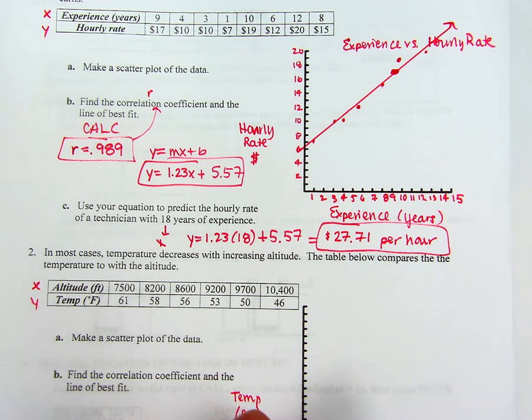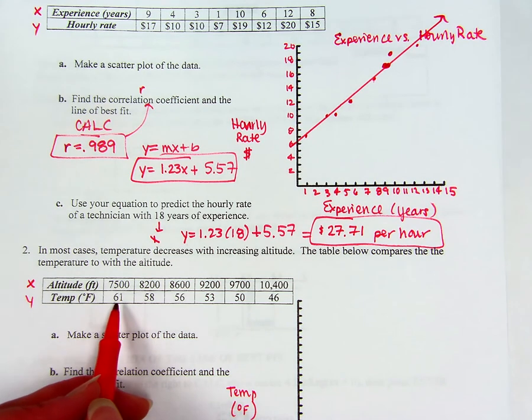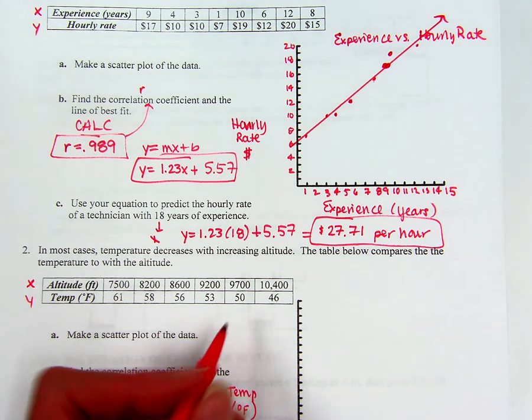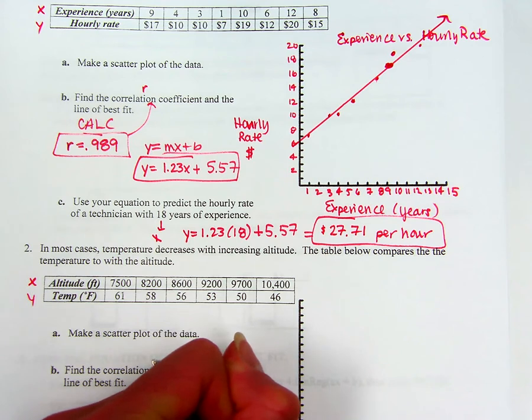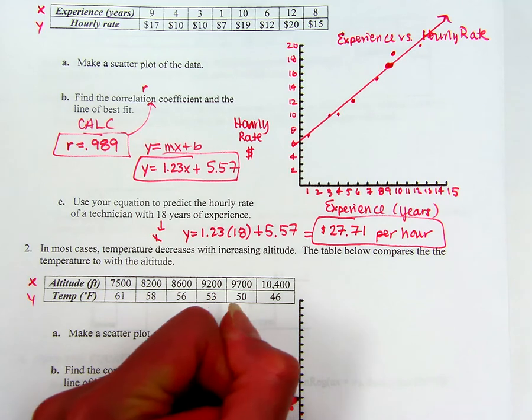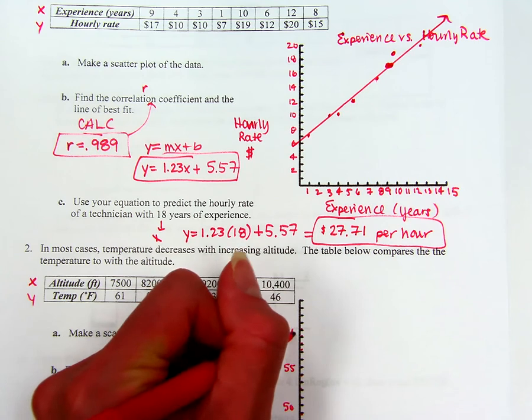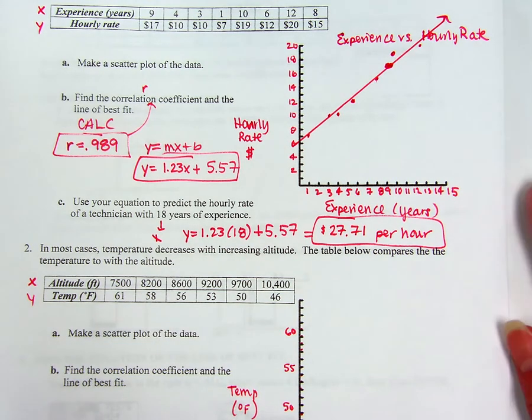If we start counting, we'll go backwards. This will be 10,000, 9,000, 8,000, 7,000, 6,000, 5,000, and 4,000. Perfect, and it's okay that we didn't start at 0, so there's a little break there. Now for temperature, I need to get up to 61, but my lowest is 46. If I start at 45, 1, 2, 3, 4, 5, this will be 50, 55, 60, and that's as far as I need to go. Perfect.